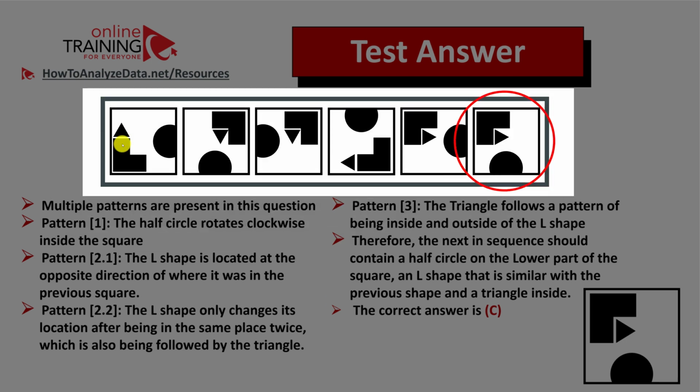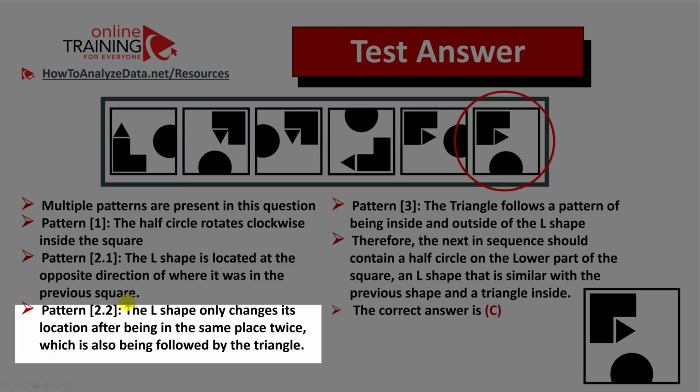So you see that the L shape in the first square is located in the bottom left. In the next square, it's located in the upper right corner. And then the third pattern, also related to the L shape, is where the L shape only changes its location after being in the same place twice, which is also being followed by the triangle.